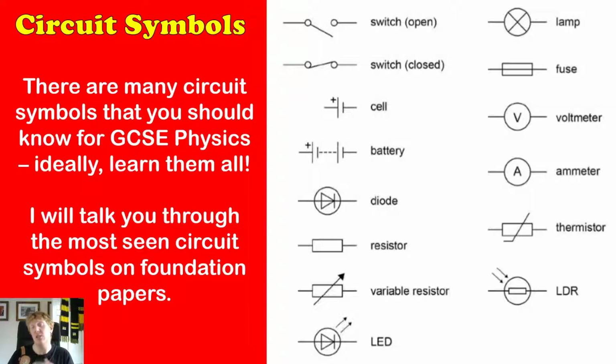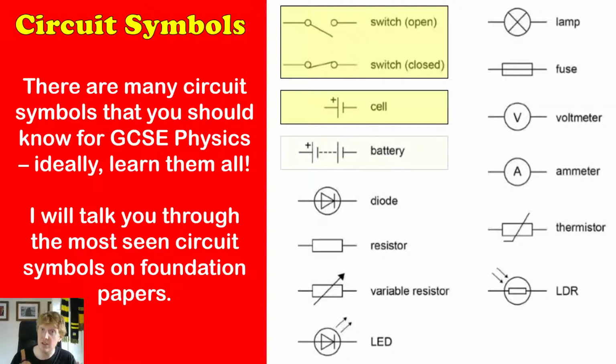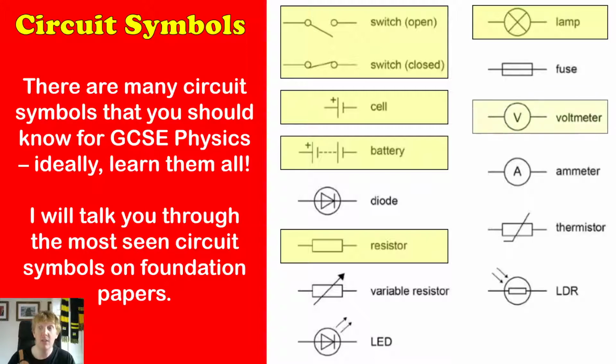However, I want to walk you through the most common symbols that you will see on a foundation paper, okay? And these are switches. You are extremely likely to see switches both open and closed. You are likely to see cells or batteries, and be expected to be able to draw them as well, okay? You are likely to see resistors, lamps, voltmeters and ammeters, and these 7 things are the most likely circuit symbols that you will see on a foundation paper. I'm not saying that you won't be asked about the others, but the core of them that you need to know are these 7. Okay, ideally know them all, however. All right, and those are the circuit symbols that you need to know.